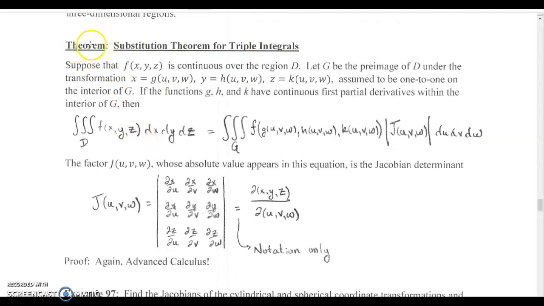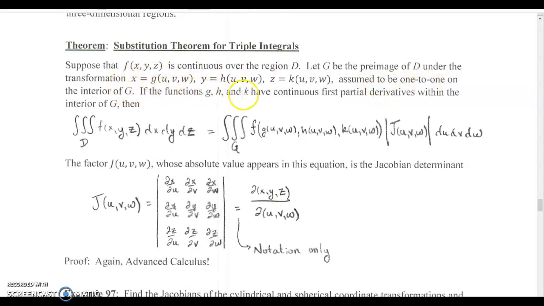Okay, so here's the substitution theorem for triple integrals. Suppose I have a function f of x, y, z that is continuous over the region D. Let G be the preimage of D under the transformation x equals g of u, v, w, y equals h of u, v, w, z equals k of u, v, w, assumed to be one-to-one on the interior of G.